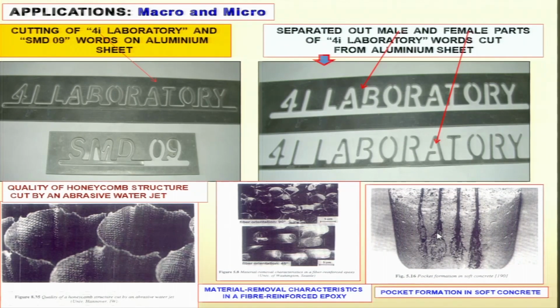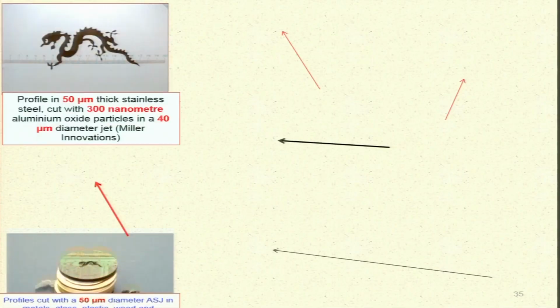Now you can see the poor pocket formation in soft concrete, so you cannot find very good edge quality and very good dimensional accuracy, but it can be controlled and you can get good edge quality under certain conditions. You have to optimize the parameters for different kinds of materials.